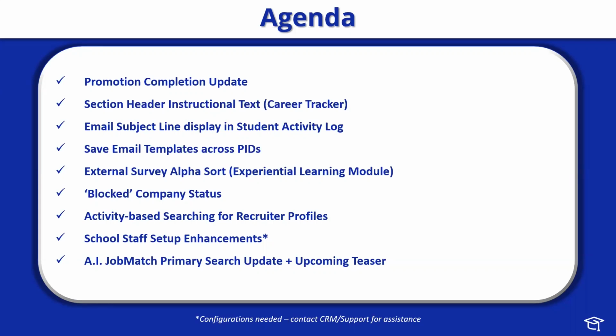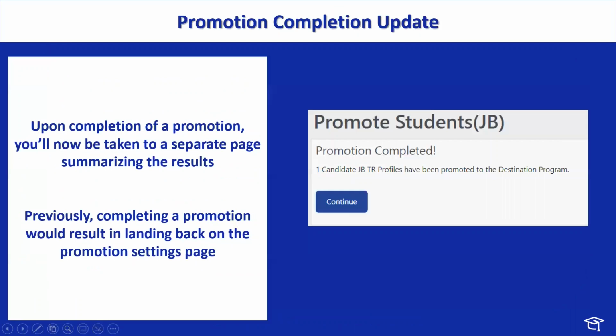So I'm going to start with some pretty straightforward things. First of which is the promotion completion update. For those that do run promotions, you're probably familiar with how that ends currently. For those that aren't familiar with promotions, the promotion is really the act of moving profiles from one PID or set to another. So moving somebody from a student's PID to an alumni, or a first-year PID to a second-year PID. That process is called promoting.